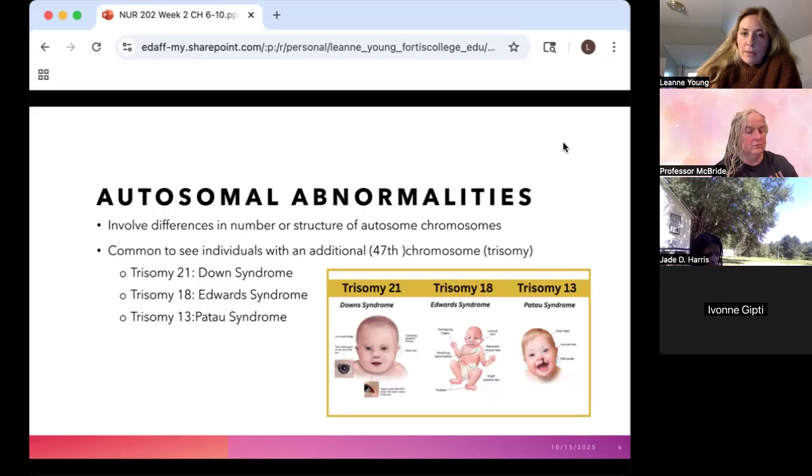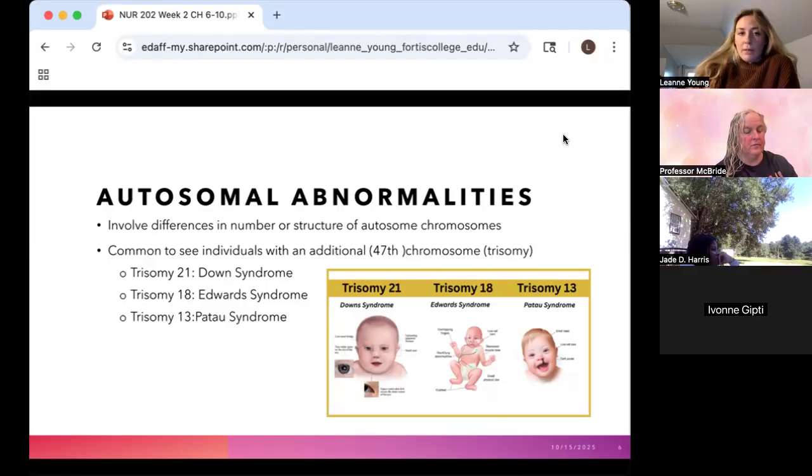Trisomy 18, which is Edwards syndrome, is a lot less common. It only occurs in about one in every 6,000 live births. Compared to Down syndrome, that's a lot less common. Individuals born with this have severe intellectual disabilities. They also have a lot shorter life expectancy than infants or individuals born with trisomy 21. However, it's not uncommon to see these infants living until their 20s or 30s.